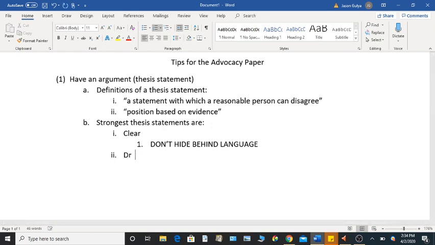They are also direct. So one of the things that is important about having a direct argument is that an argument is always more than a question.